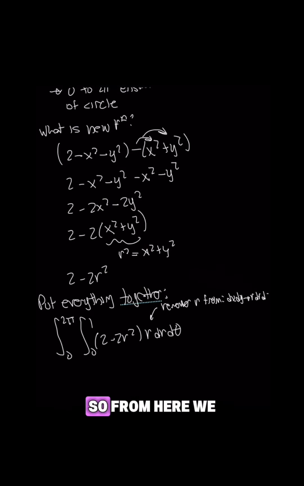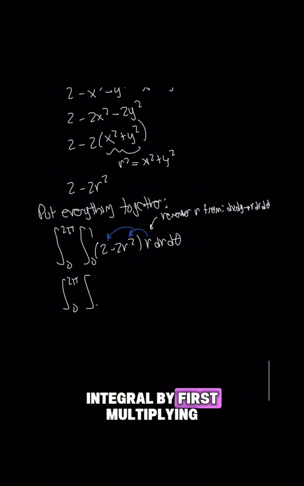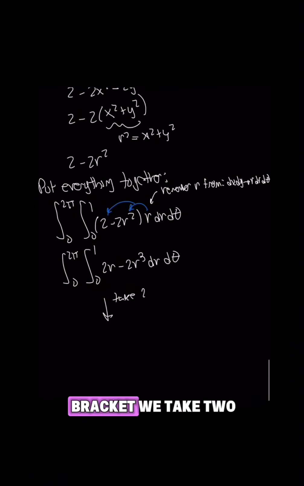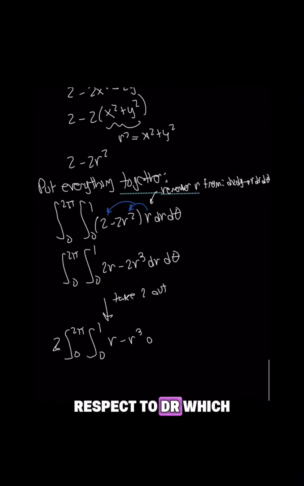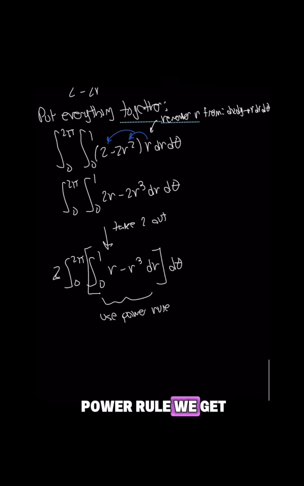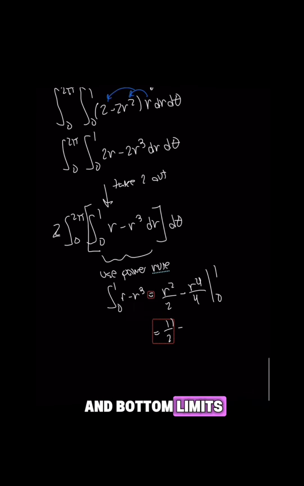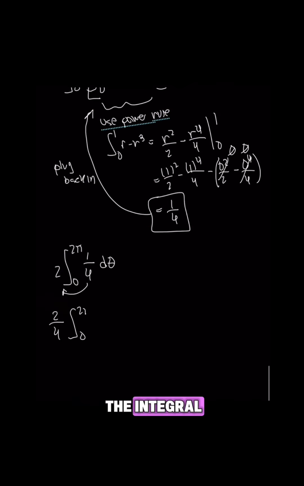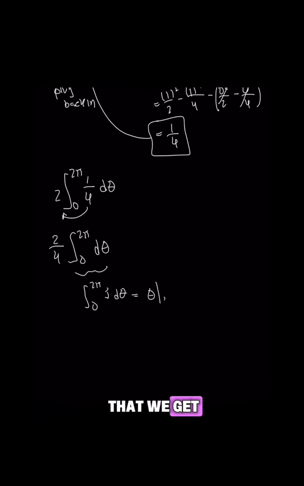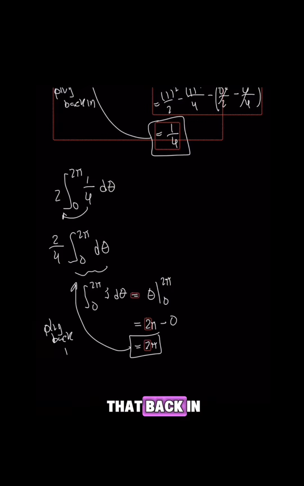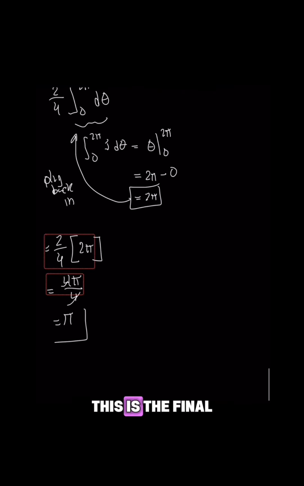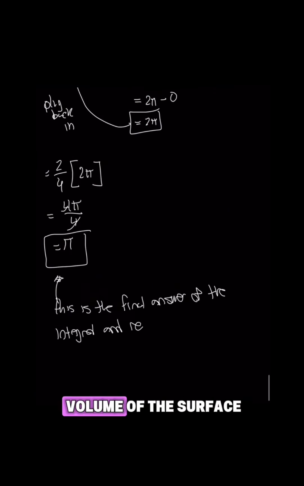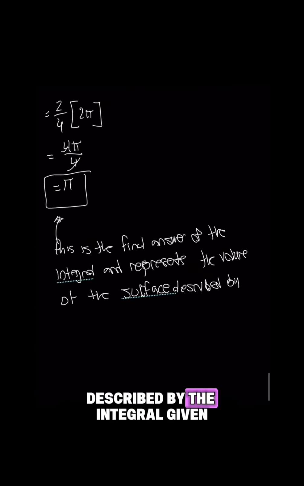That's easy to forget. So from here, we can start computing the integral by first multiplying the r into the bracket. We take 2 out, taking the integral with respect to dr, which if we use the power rule, we get this expression, plug in our top and bottom limits, and we get this value here for that integral. Bring the 1/4 out, and then take the integral with respect to theta. Do that, we get this value here, and then we can plug that back in, and we get this for the final answer. This is the final answer of the integral and represents the volume of the surface described by the integral given.